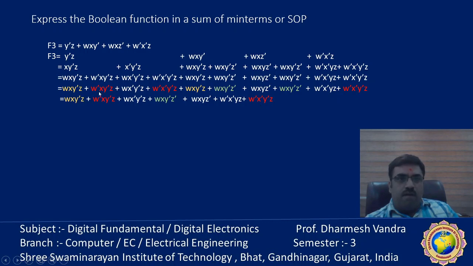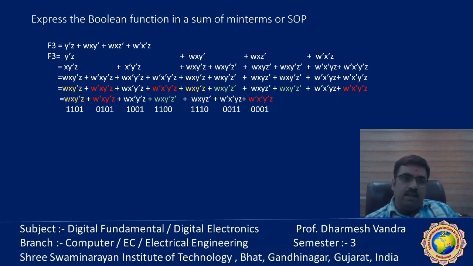So 1, 2, 3, 4, that many terms we are missing. We minimize it: 1, 2, 3, 4, 5, 6, 7, 8, 9, 10. Out of 10, we are just reducing this function to 6. So 4 terms are reduced. So we can get the minimum min terms.